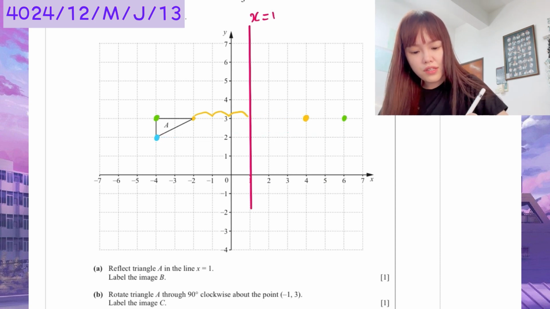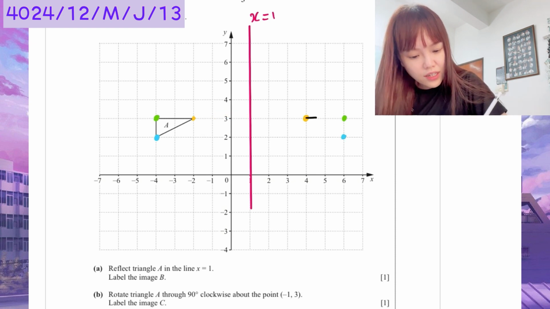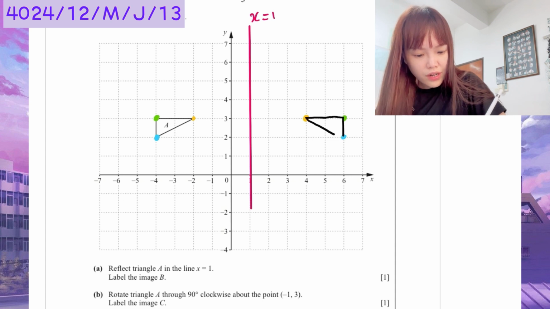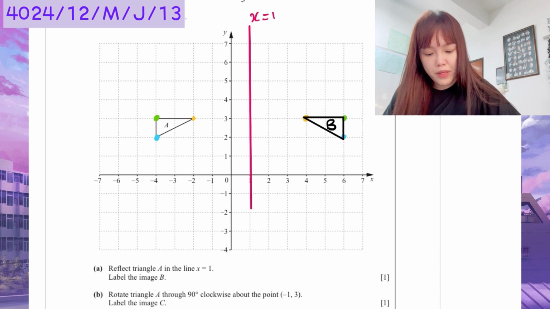I'm going to erase this and draw that line and draw the triangle. So this is the triangle B. That's the image of B.